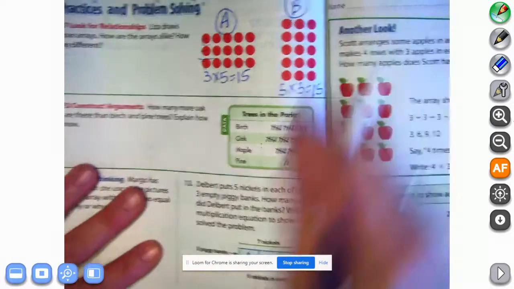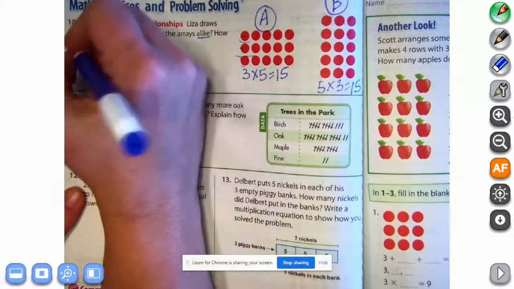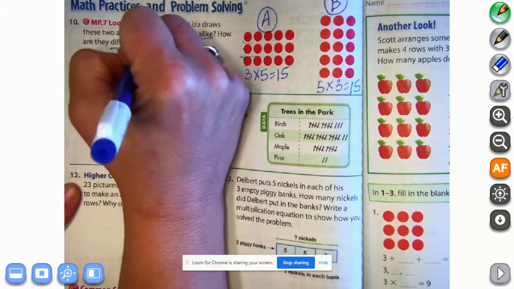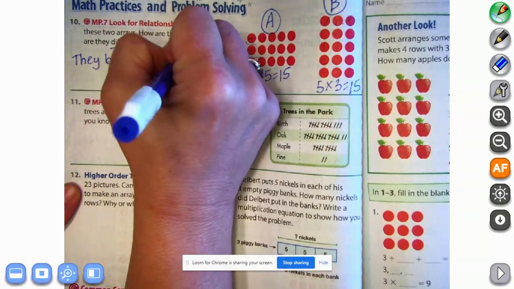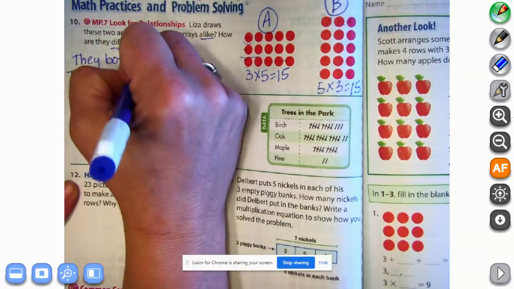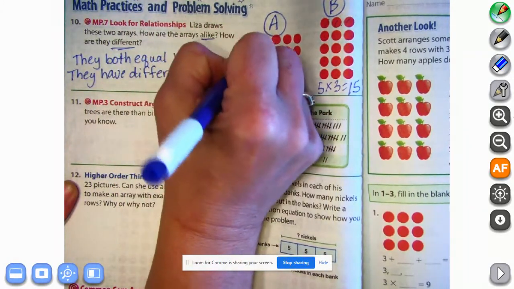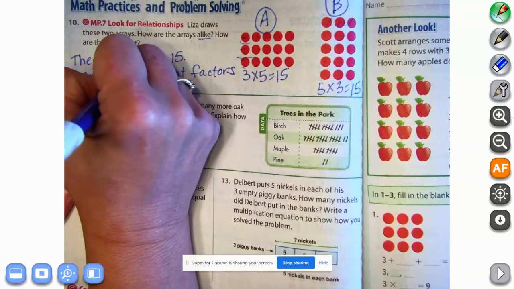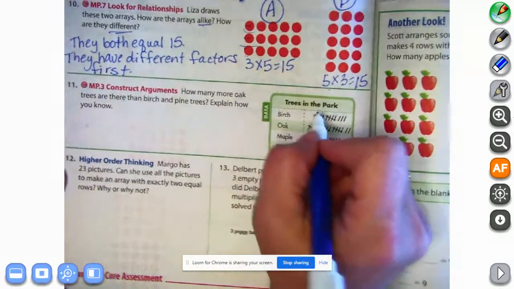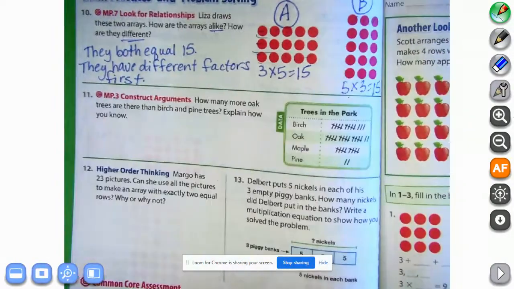Okay, so it says, how are these arrays alike? How are these arrays different? Okay, they both equal 15. They have different factors first. So the first time they have 3 as the factor, and the second time they have 5 as the factor, the first factor. Okay.